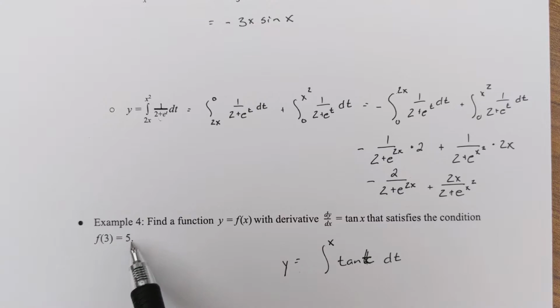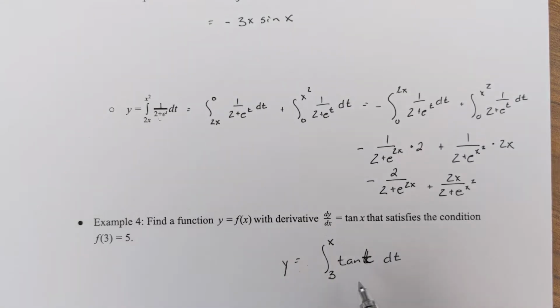Now, if I know f of 3 is equal to 5, the easiest way to take care of this part is actually to put 3 down here. Because now when I plug 3 in for x, this integral part becomes 0, because if the bounds are identical, the whole integral goes away. So to make y equal 5 when x is 3, well, if this whole part is 0, I just need to add 5 to the end.